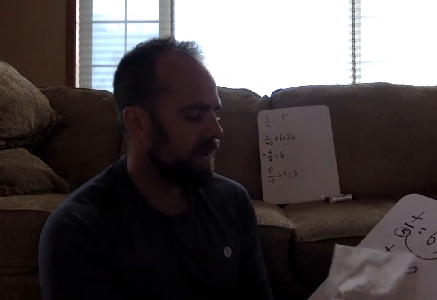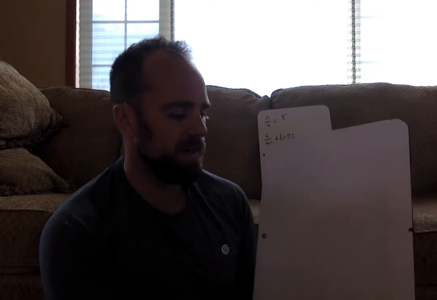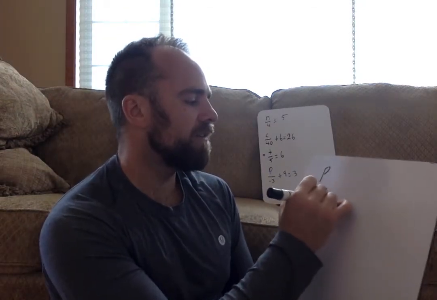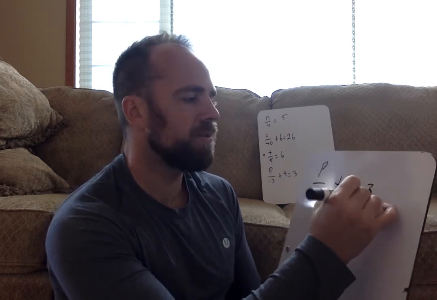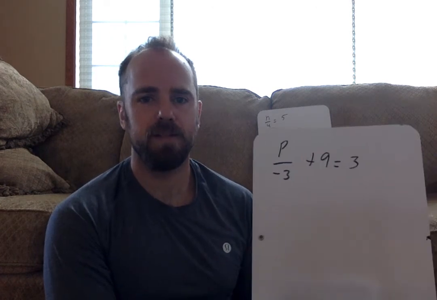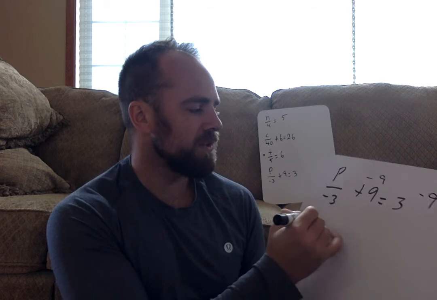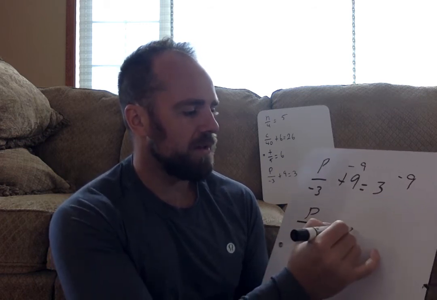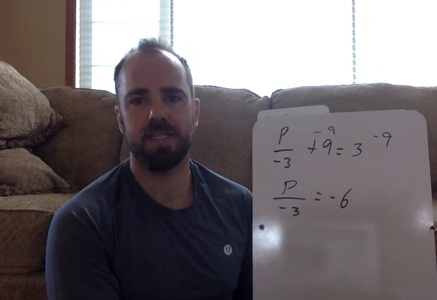All right, the last one. This one's probably the most challenging one because we have an integer involved. So we have p over negative 3 plus 9 equals 3. All right, let's see what we do here. We've got to get rid of this first, so we're going to subtract 9 from both sides. So we have p over negative 3 equals negative 6, because 3 minus 9 gives us negative 6.